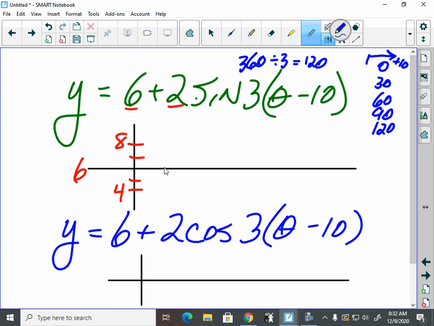So I'm going to have a dot. This is sine. I'm going to have a dot here, and a dot here, and a dot here, and a dot here, and a dot here. And then I'm going to make that dot just a little bigger. There we go. All right. So then put in the correct numbers. This is 10. This is 40. This is 70. This is 100. And then this is 130.